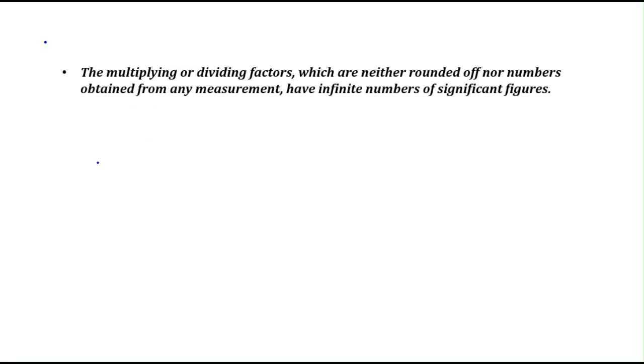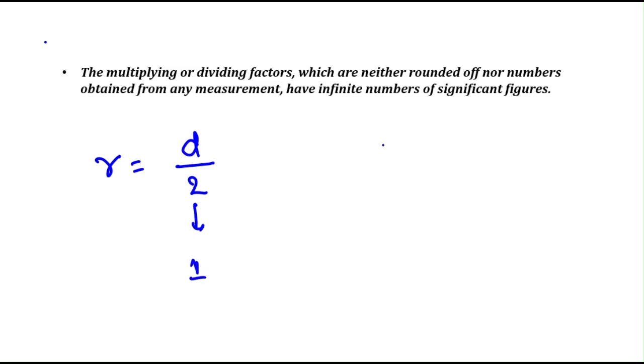So let's say you are calculating the radius of a circle, but you have measured its diameter only. So if you have measured its diameter, you have to divide it by 2. This is a dividing factor here. And now this factor is not rounded off. This is only a dividing factor, and this factor 2 is not obtained from any measurement. So how many significant figures can we consider here? By just observation, you can say there is one significant figure.